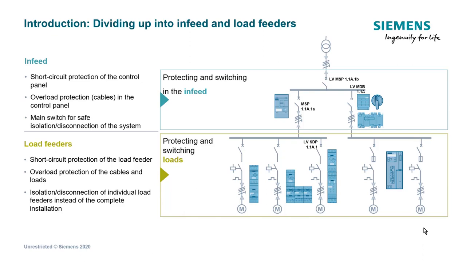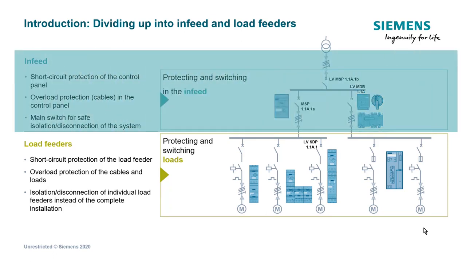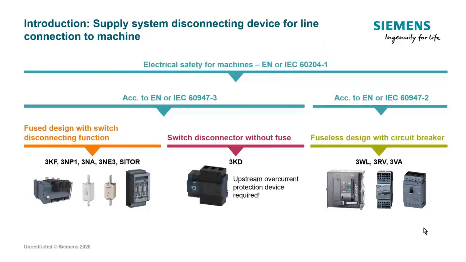Because when we talk about the protection devices and we divide up our electrical circuit into in-feed and load feeders, it will make the selection of the devices much easier. In the in-feed, we will need devices that allow us to have a short circuit protection of the control panel, an overload protection of the cables inside of the panel, and the main switch for safe isolation of the system. Basically, we'll focus here on the first step in our presentation.